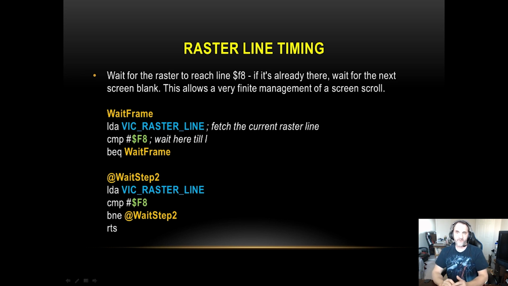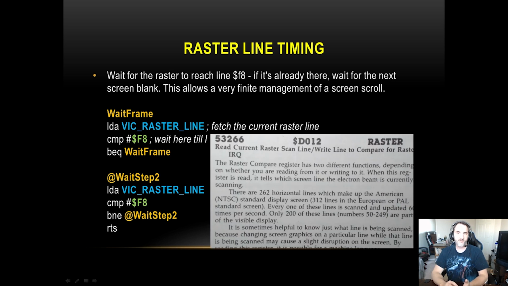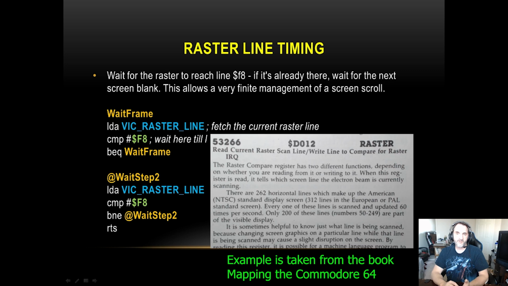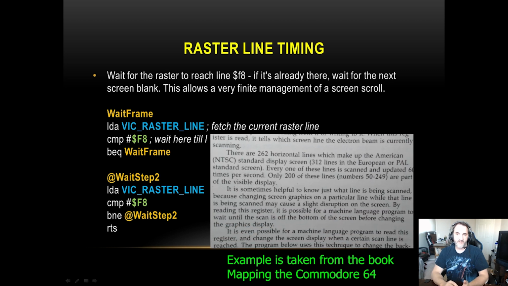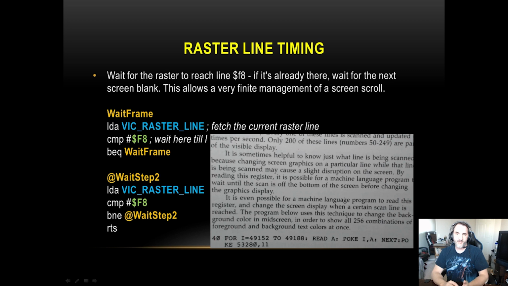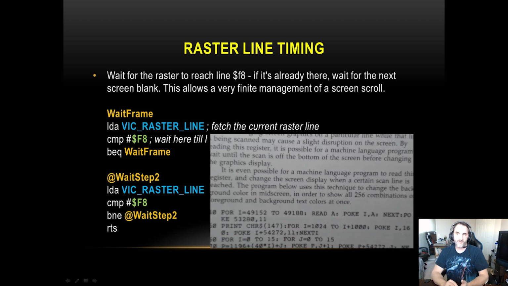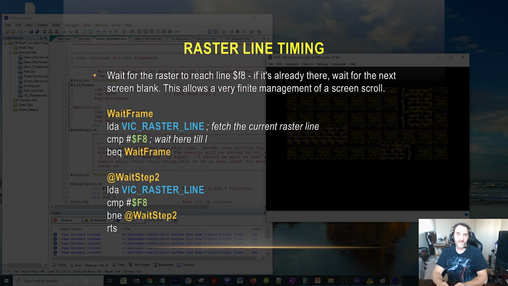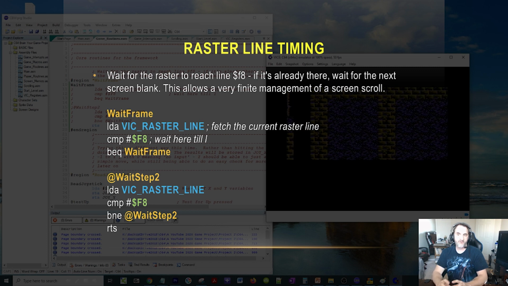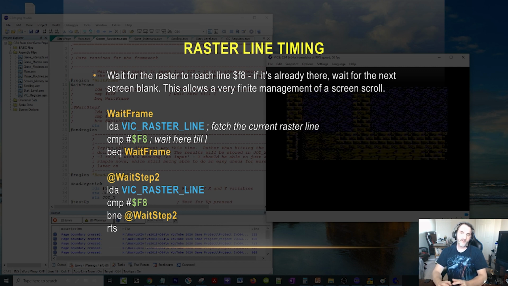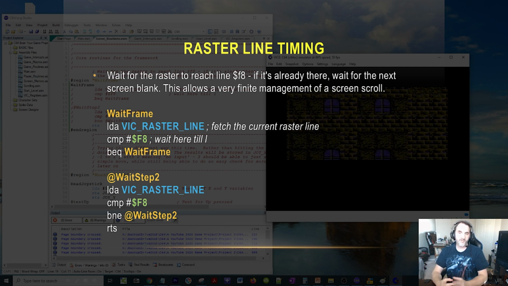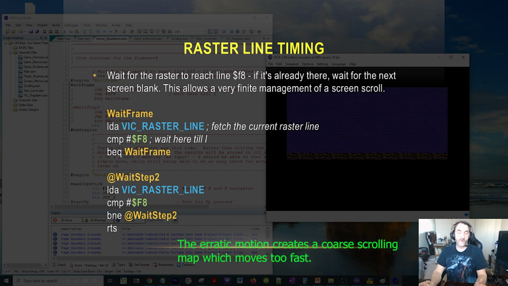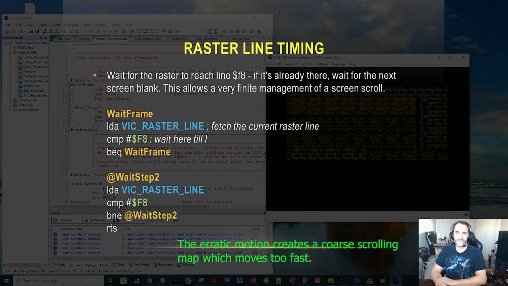So the game routines, which we originally created before, now include these new subroutines. We wait for the raster line to reach F8. If it's already there, wait for the next screen blank. This allows a very finite management of a screen scroll. You'll see here we got the big raster line, and we were talking about the raster lines earlier. You can see there's F8 and F8 here. It looks like they're twice, but really it's controlling this timing area, because if you remove these from the project, the screen map will be scrolling really erratically and won't be very fine.